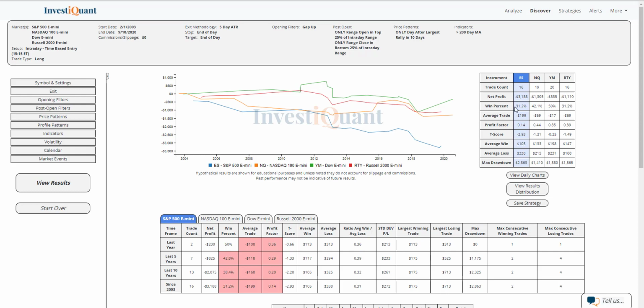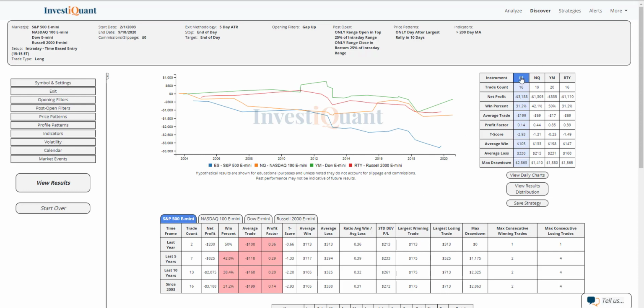And if we look at the win rates on them, looks like the S&P coming in at 31% here, the NASDAQ 42%, Dow 50%, Russell 31%. So I don't see any of these that are bullish. They are all at least leaning to the downside, with ES and Russell being the weakest there at 31%. Let's take a look at the results here.